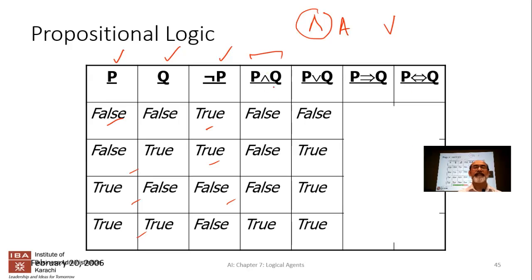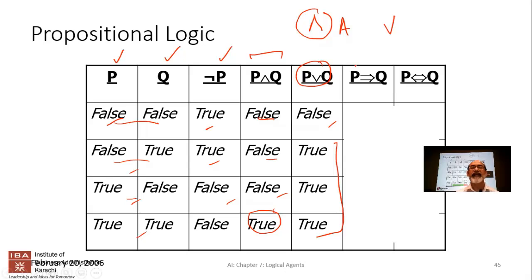If you and the two, then clearly if both of these are false, this will be false. If false true, this will be false. True false will be false, and true true will only be true. If you're doing the or operation, clearly if any one of them is true, then the result will be true. That's kind of obvious. But here's an implication.